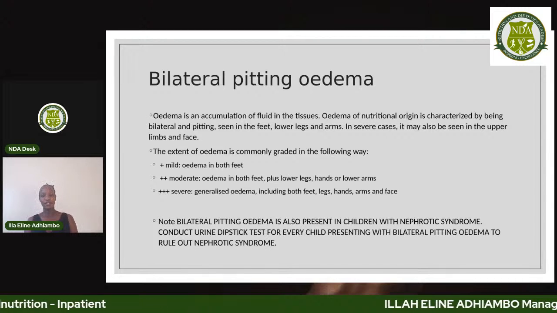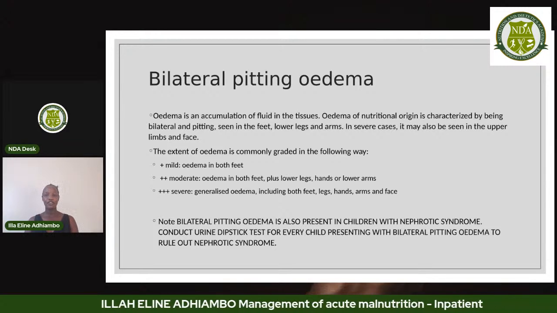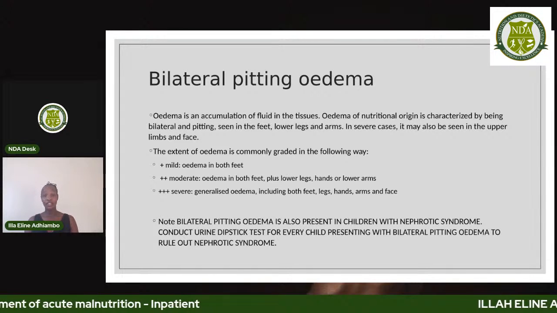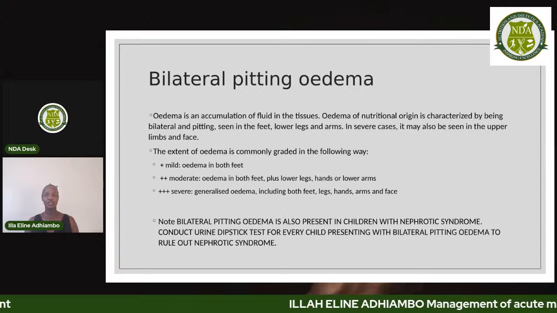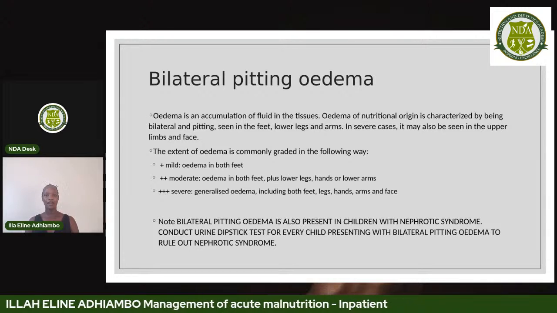Most of the time, the fluids accumulate in the tissues. And if you were to hold the child's feet, for example, and you press for about 3 seconds, it will leave a dentation in the feet. So the degree depends on how far the water has accumulated in the body, because we start from the legs. That is, if both legs are swollen, it will be mild edema.